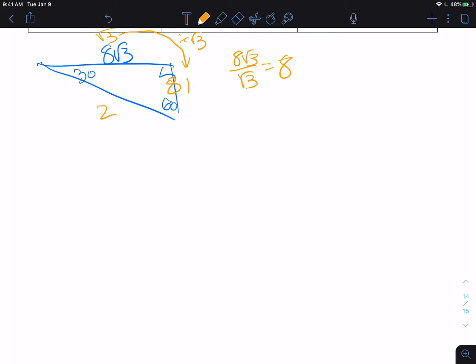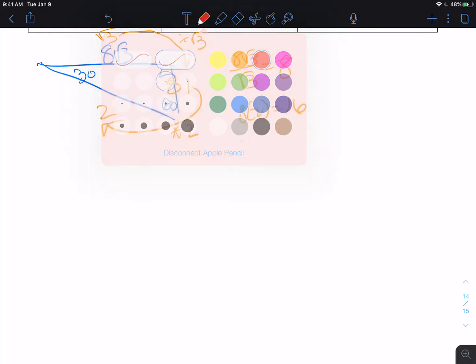If I want to know, well, how do I go from here to here? Well, I need to multiply by 2. So if I take 8 and I multiply by 2, then that gives us 16. Right? It's not so bad when we do that.